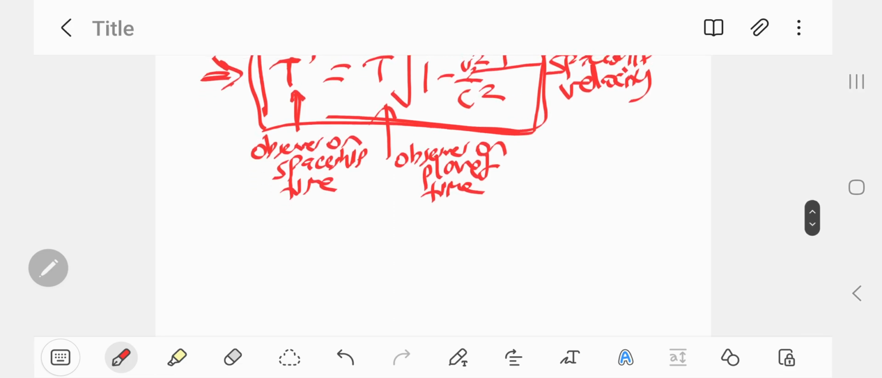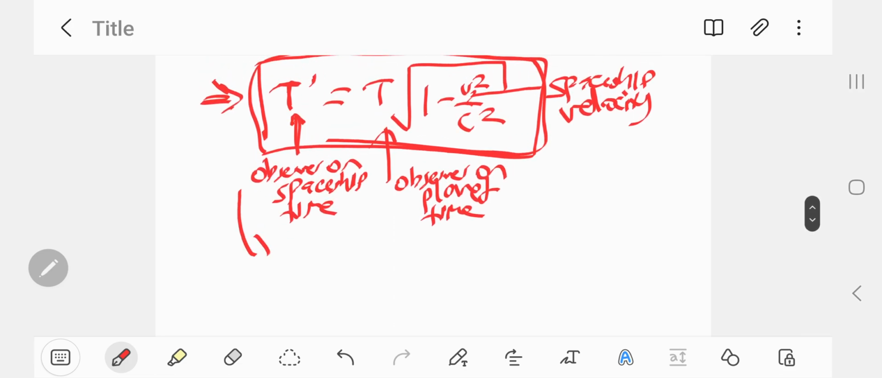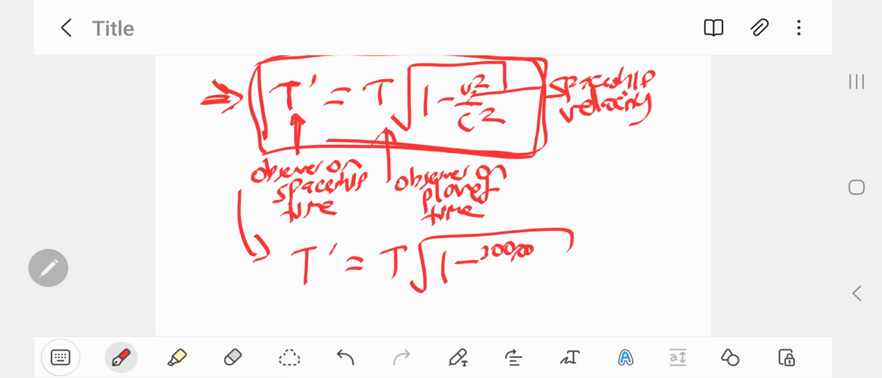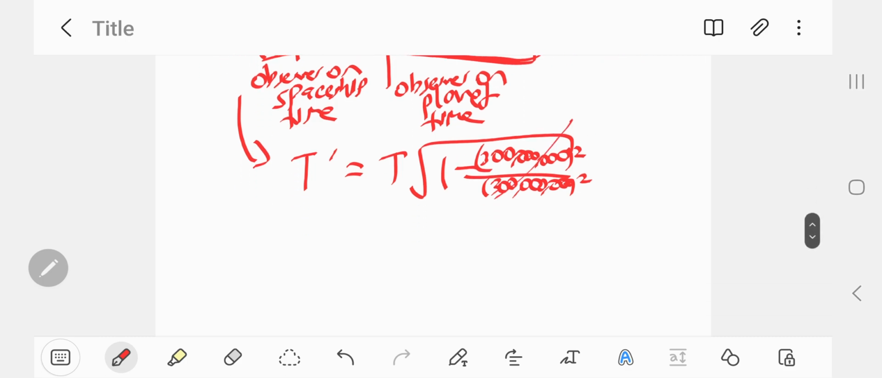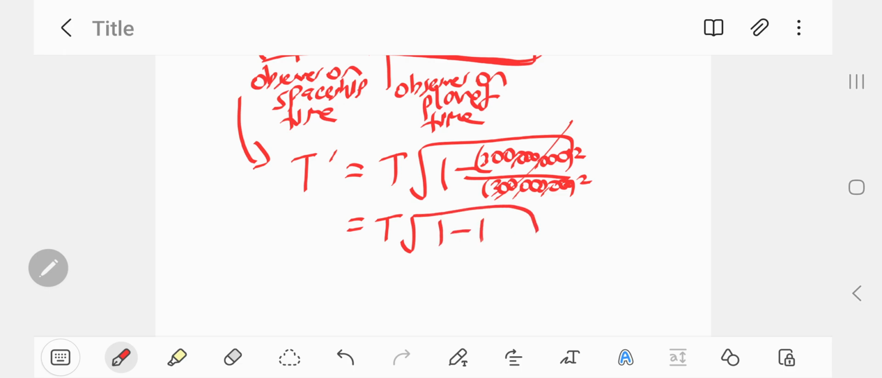So let's suppose a spaceship could travel at the speed of light. What would happen? Okay, so the speed of light is 300 million meters per second. All of that squared, if you divide that by the same number squared, because C is the speed of light, these two simplify to give you 1. You get 1 minus 1, which is 0. In other words, T dashed is 0.